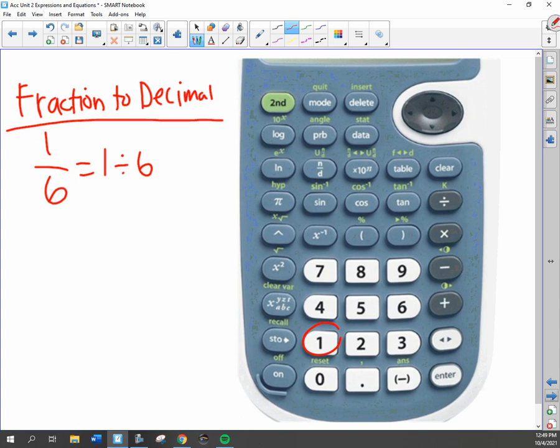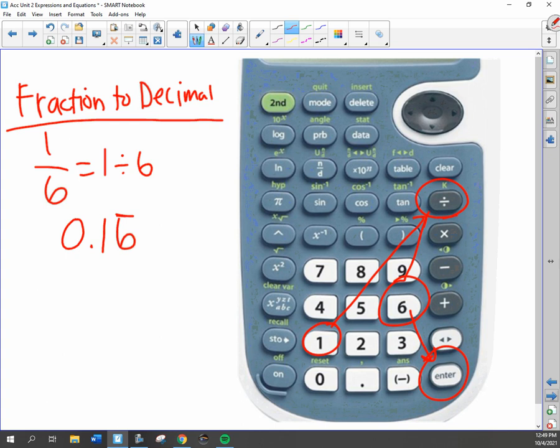Here's our 1. So we hit 1, and then we hit the divide sign, and then 6. And enter. And it should give us 0.16, and the 6 keeps going, so I just put that little line over it. So 1/6 as a decimal is 0.16 repeating. Okay. Now, I'm going to show you another way to solve these.